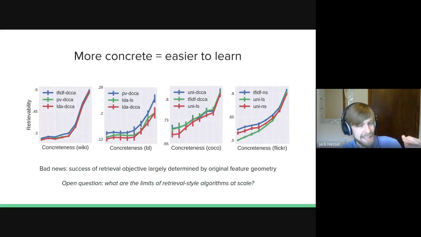While our results suggest that the retrieval objective's success is largely determined by the original feature geometry, if you look at the y-axes here, none of them are at 0. I haven't told you what retrievability as a metric means, but 0 is random guessing. So even for very non-concrete words, we're doing better than random. It's plausible that we might be able to fix this problem simply by appealing to scale, just downloading a ton more data. That's something I would like to investigate going forward.